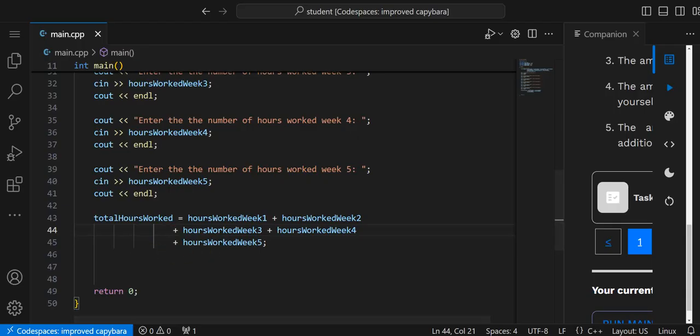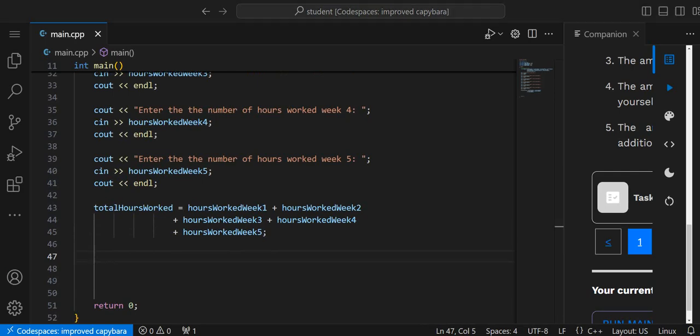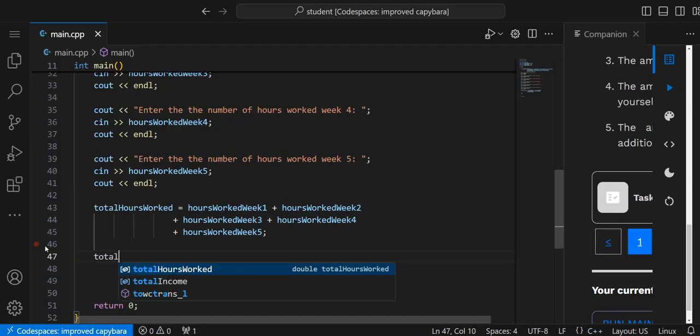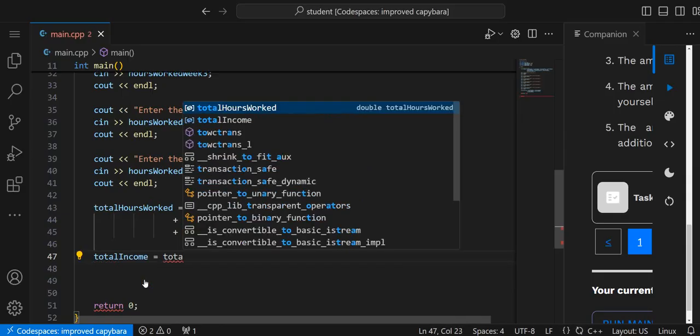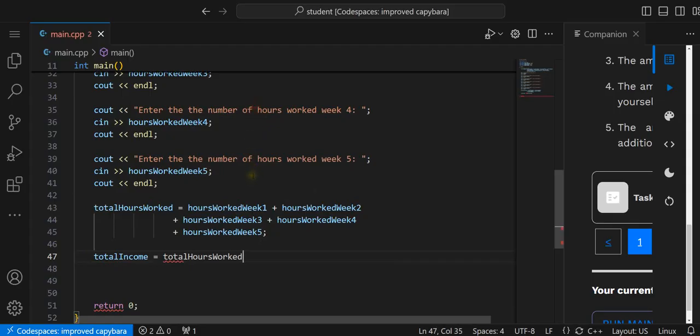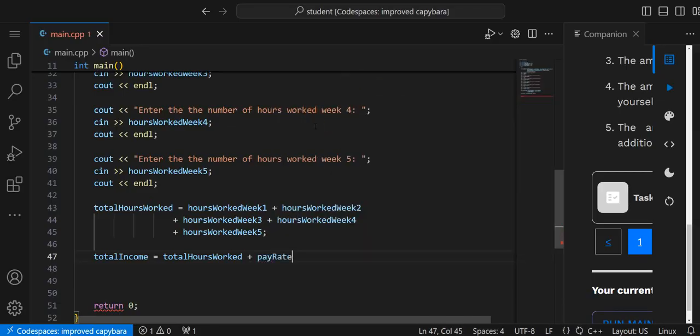Alright, now serious math. Let's go back over here. So let's go total income. Here, total income equals total hours worked times pay rate. Yes, I'm using autofill.